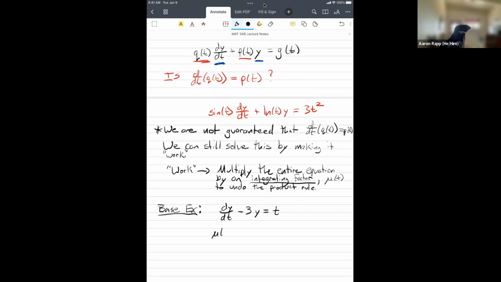So if I multiply everything by this integrating factor, mu of t, this is going to be the derivative of y times mu, minus 3 times mu of t, I apologize, just mu of t, times y, is equal to t times this integrating factor mu.